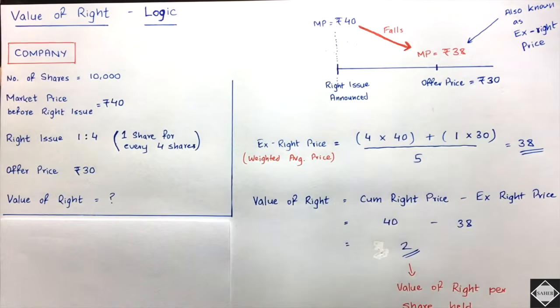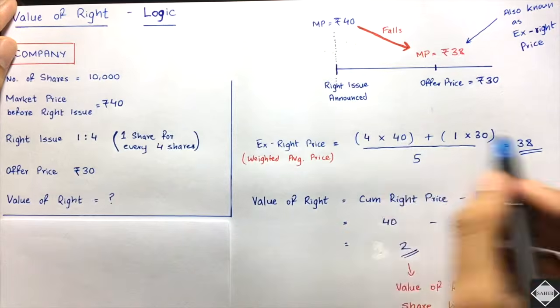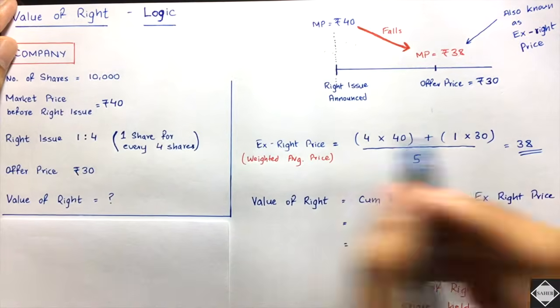We take before the rights issue, the existing shares, in the ratio format. We are doing this in a simplified way. So what is the ratio?